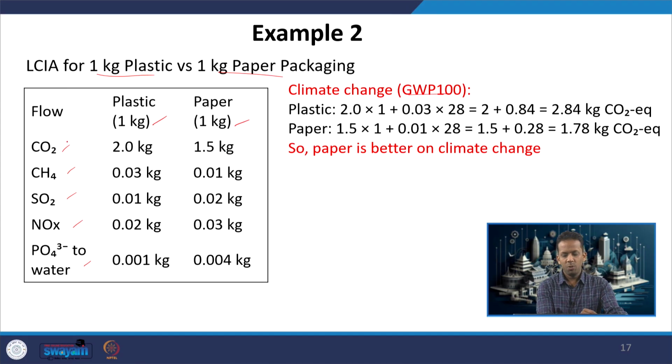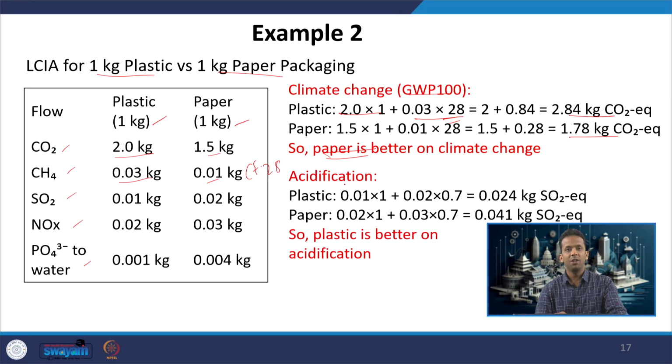So, everything has to be converted to CO2, right. For methane the characterization factor is, let us say, 28, and there is no other gas contributing to global warming potential. So, we need only CO2 and methane. So, this 2 into 1 plus 0.03 into 28 gives us the climate change potential or global warming potential for plastic, and these two numbers will give us for paper. So, what is better in terms of the climate change impact category? Paper is better than plastic because it has a low emission value, or low global warming potential.